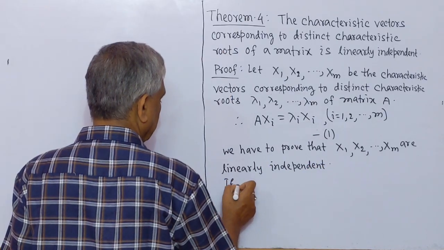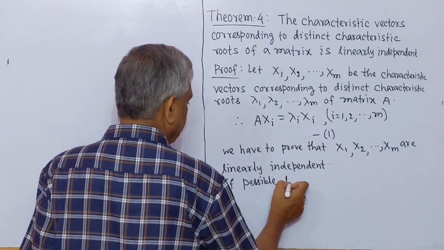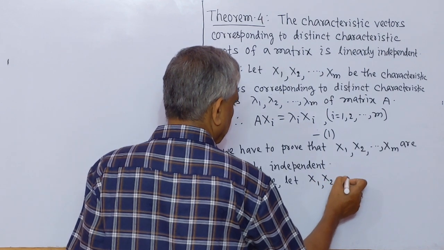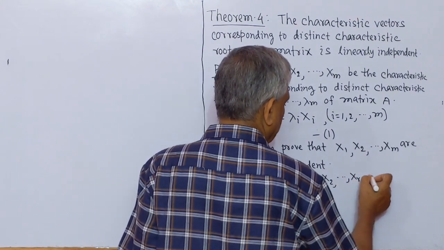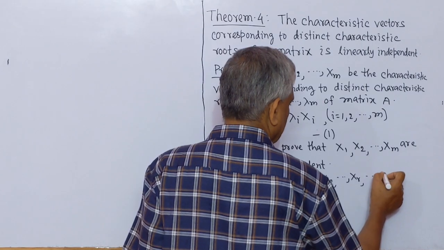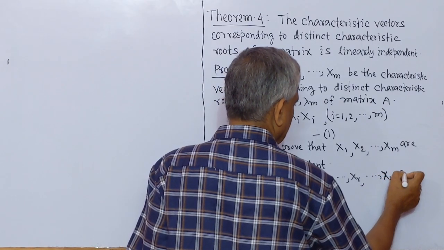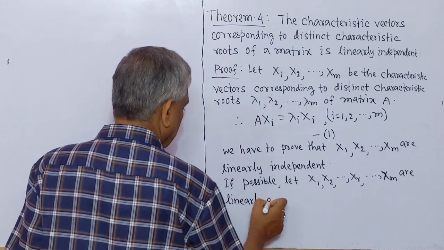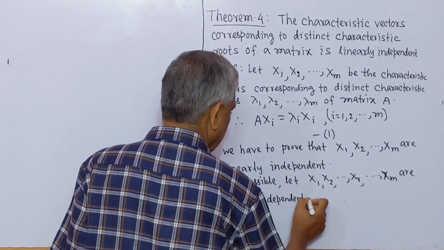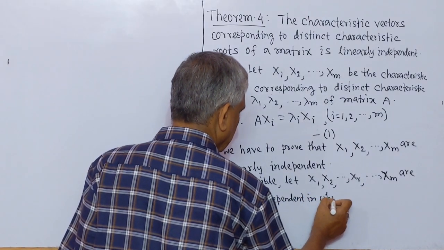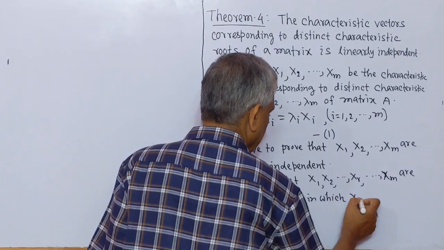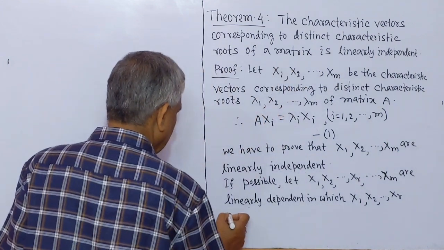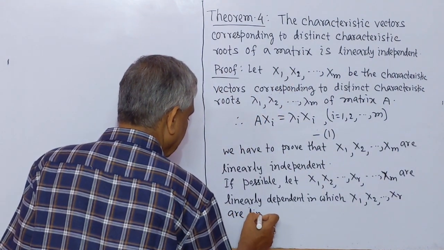If possible, let x1, x2, ..., xm be linearly dependent, in which x1, x2, ..., xr are linearly independent.